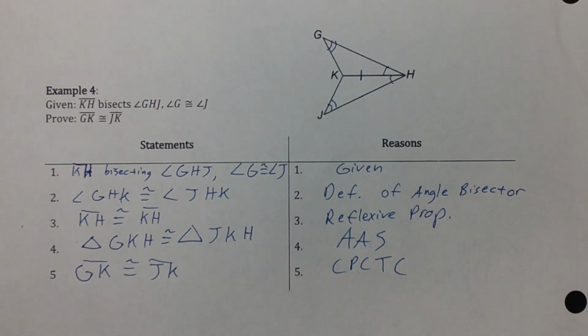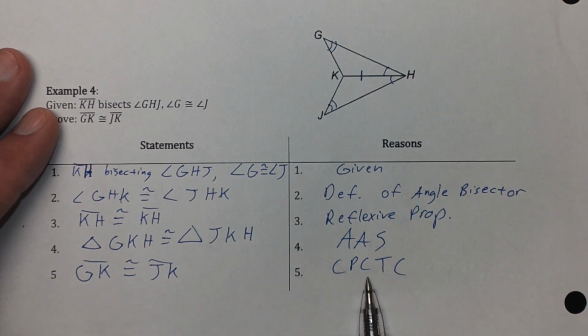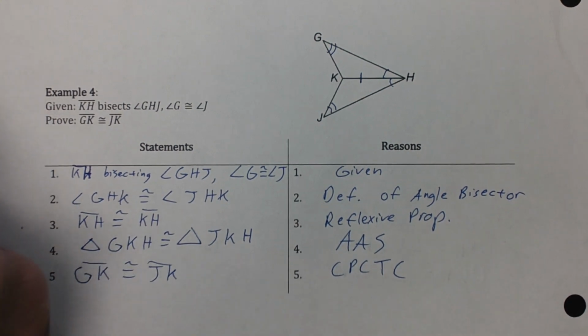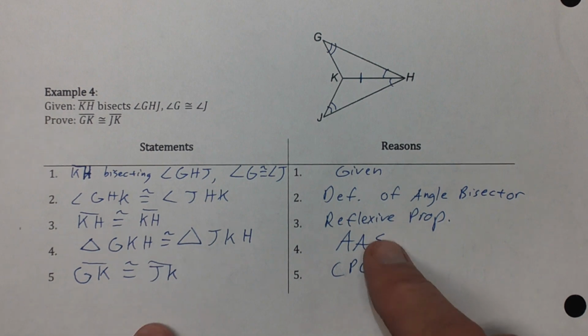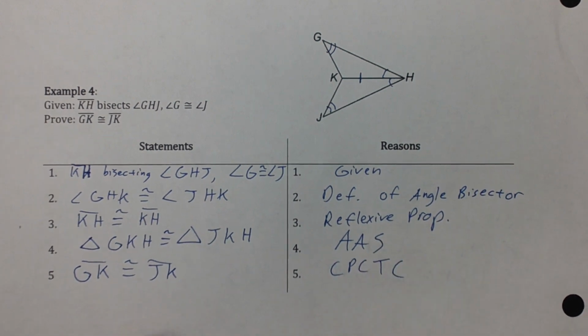So whenever you have one of these proofs, whenever you're trying to prove that parts of congruent triangles are congruent, you're going to use CPCTC as your final reason almost every single time. I don't have any exceptions that I've come across. And the one right before that is going to be some kind of reason to prove why those triangles are congruent. Because once you've established they're congruent, you can talk about their parts being congruent. So it immediately follows.